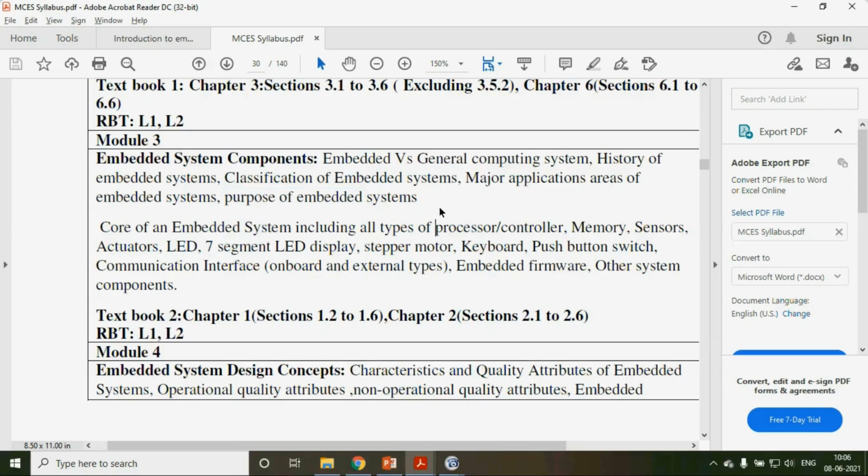Then the purpose of the embedded system, we have studied various purposes. These questions can directly emerge in the question paper: explain the purpose of embedded systems, explain classification of embedded systems. I told you classification is done based on 4 different criteria, so they might specifically ask, explain classification of embedded systems based on the generation. Then you have to explain first, second, third and fourth generation embedded systems, how they are, and their properties, right?